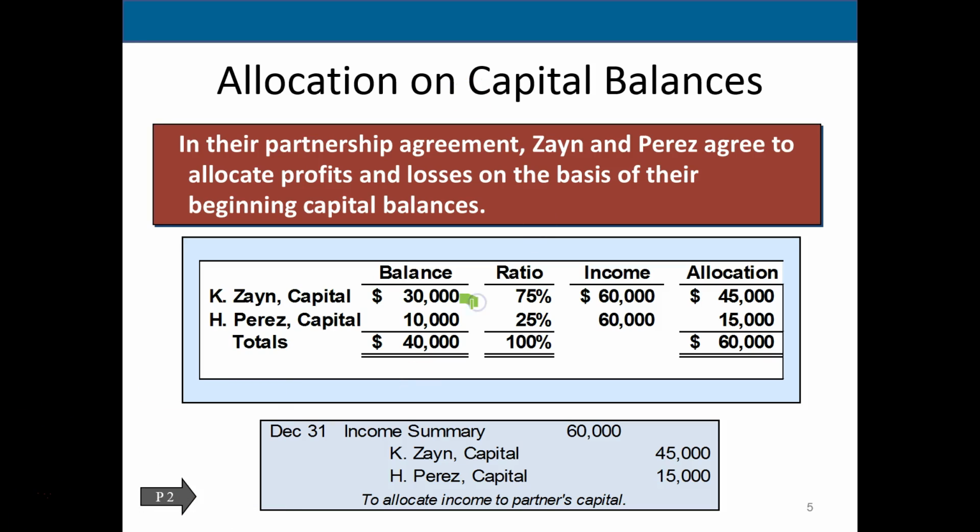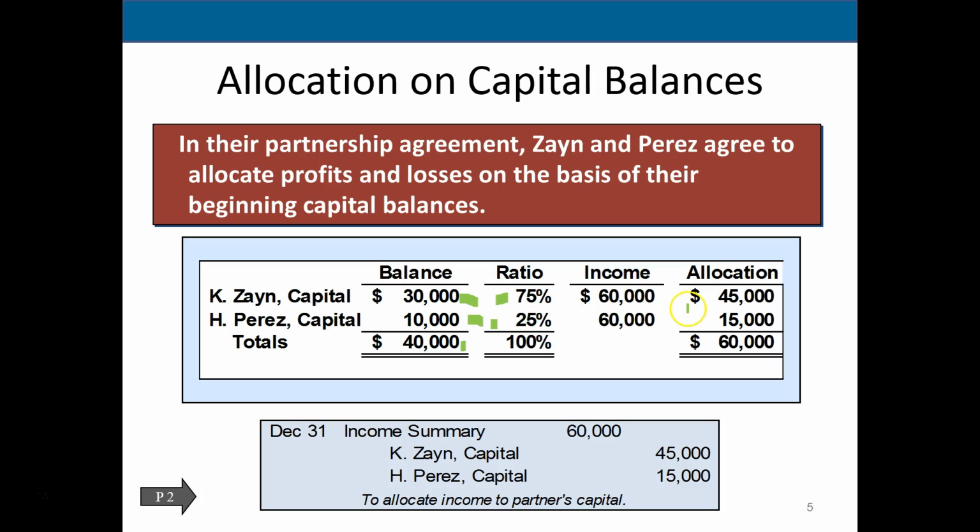And the idea here is that we look at their capital balances, meaning what the individuals, the partners, have invested into the company. That adds up to 40,000. 30,000 over 40,000 means you have the 75%, and the 10 over the 40 is the 25%. Therefore, if we take this allocation, we could allocate it out.